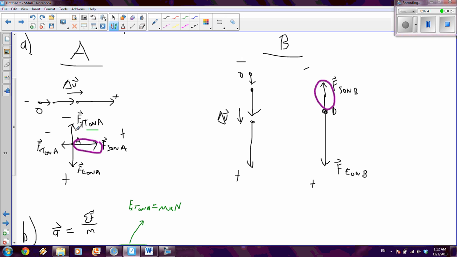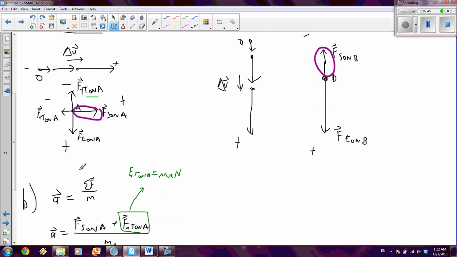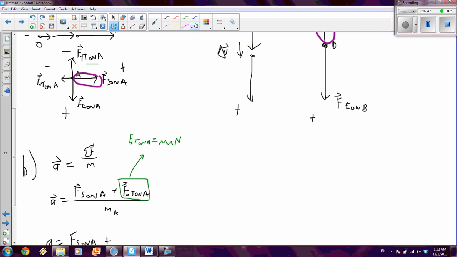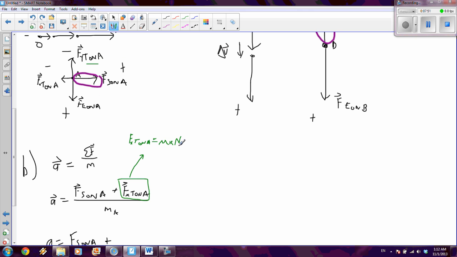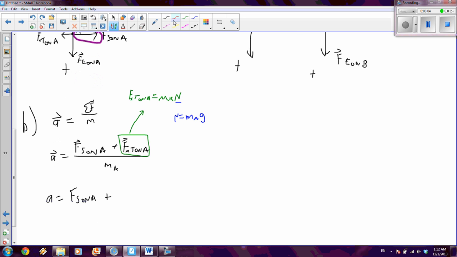And we can solve for that. We know it's the same magnitude as force Earth on A. So N, the normal, is equal to the mass of our object times g, which is our acceleration for Earth. All right, so that's how we break that up.